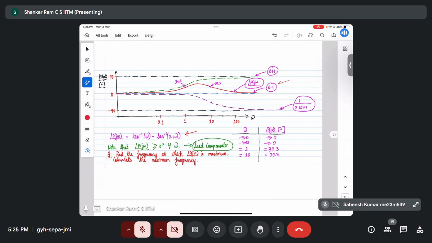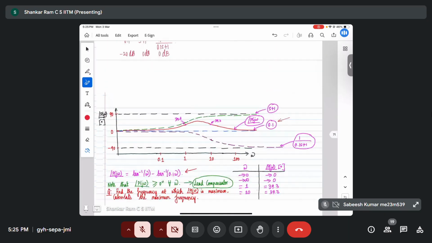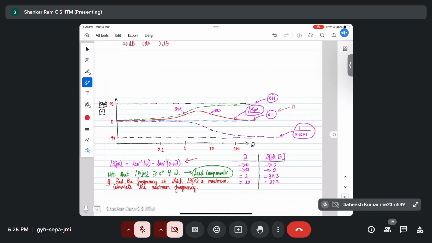So as we know, the phase of 0.1 is always 0 degrees. The phase of S plus 1 goes from 0 to 90 degrees, with 45 degrees at the corner frequency of 1. And the phase of 0.1 S plus 1 goes from 0 to -90 degrees, with a corner at the corner frequency of 10, where the value becomes -45 degrees, right? So that's what it is.